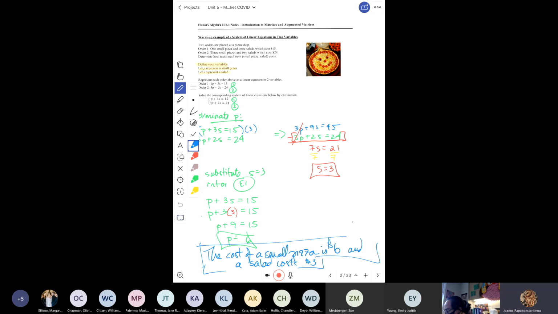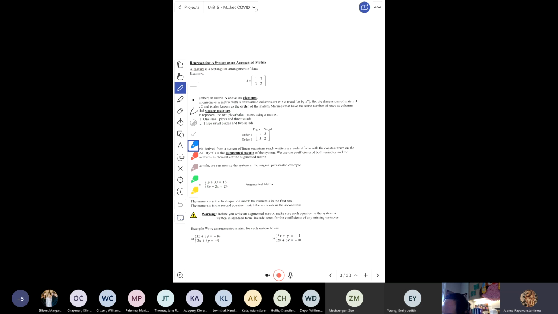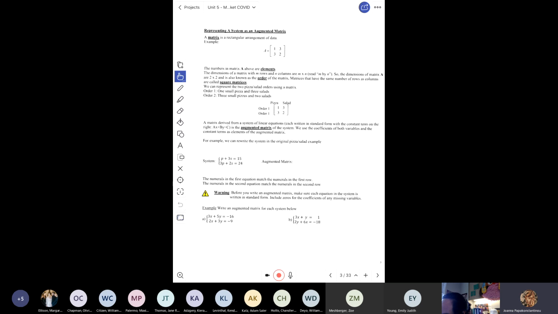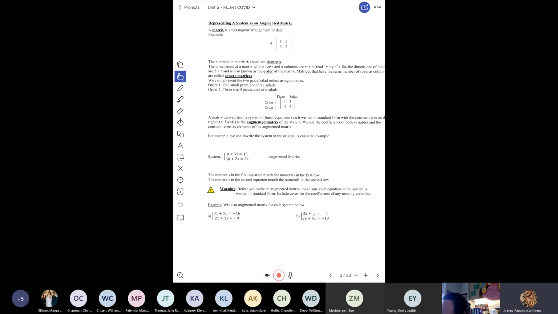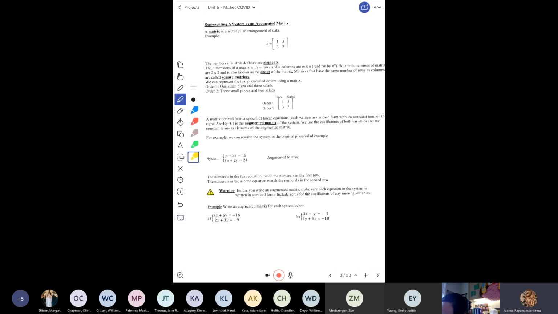Now, what if I wanted to represent this as what's known as an augmented matrix? So here come matrices. So a matrix is just data. It's just an array of data. So if I wanted to write the elements of the matrix, each of those numbers are entries. They're called elements of the matrix.